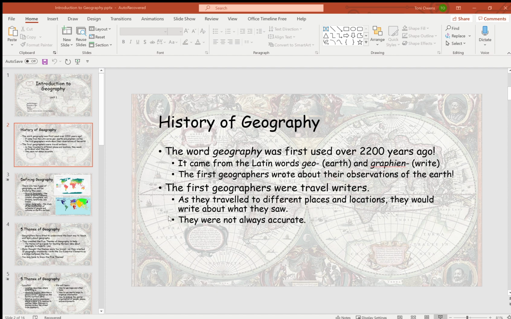And again, if you think about it, we're not always accurate in what we say, and we don't always accurately remember things, or it may be different than what the person beside you saw. Okay, so anyway, just understanding the history of geographers is that those first geographers didn't go to school. They didn't major in geography. They just traveled and wrote about what they saw.